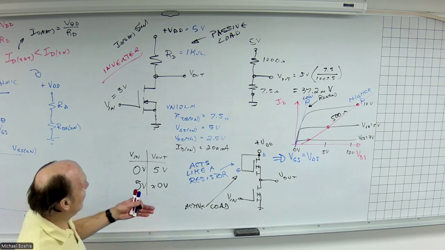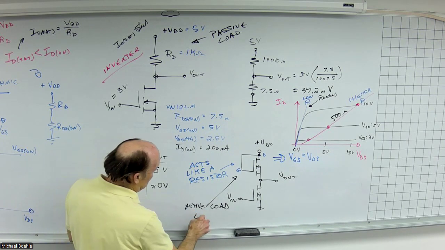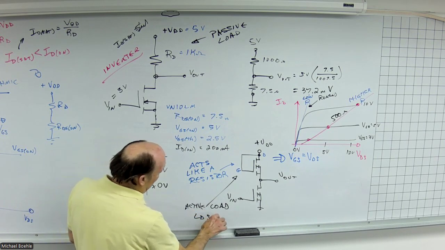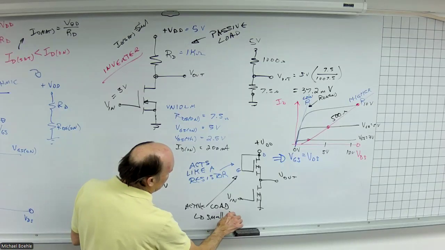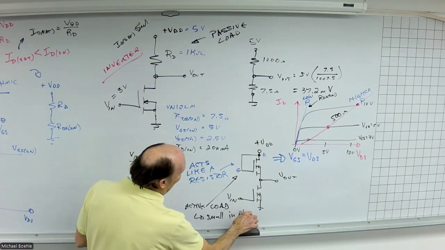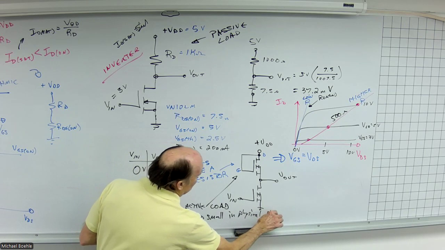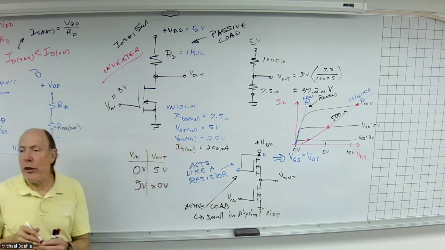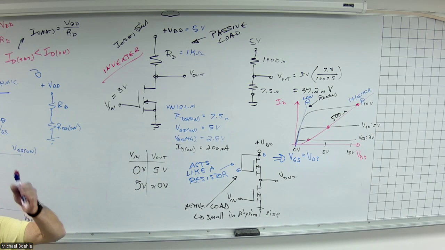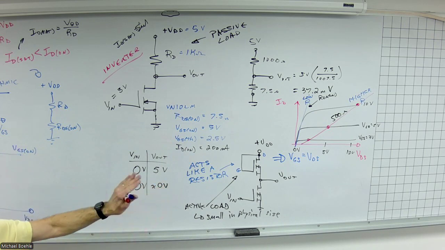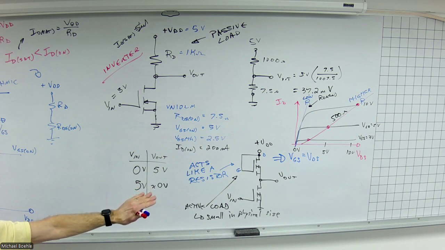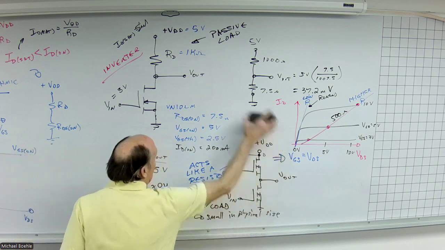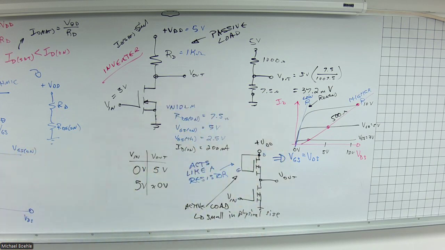And the beauty of this is this active load is very, very small in physical size. It takes a certain amount of space to create a resistor and make the connections on silicon. It takes very little space to make a transistor. Now, that's about as far as the book goes with this. I just want to take it a little bit further.